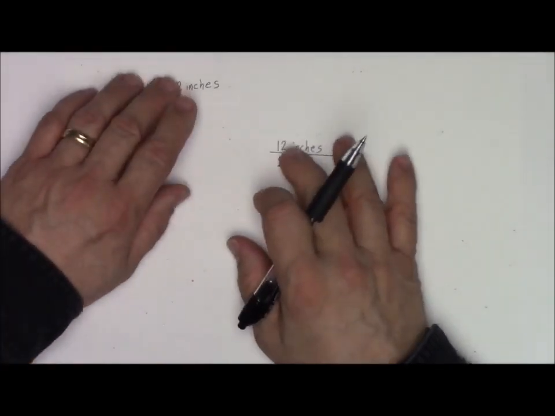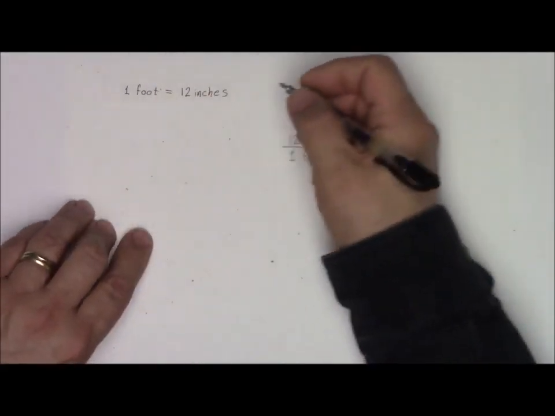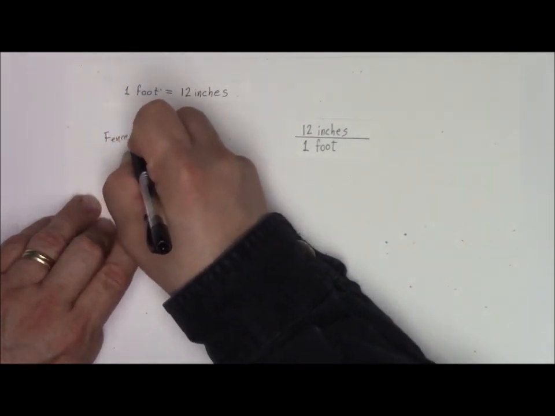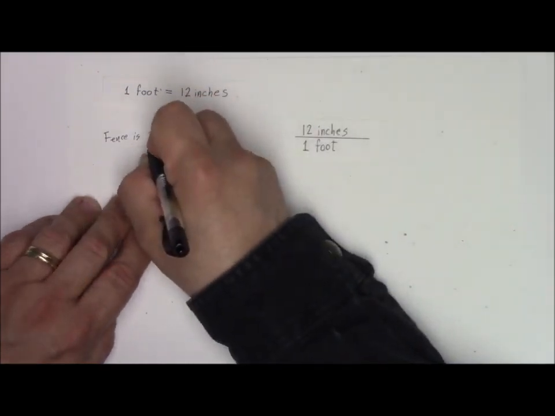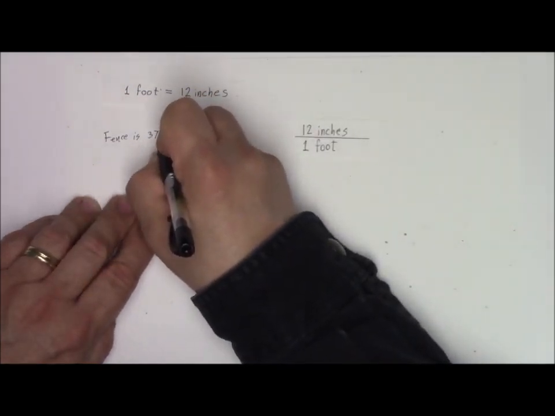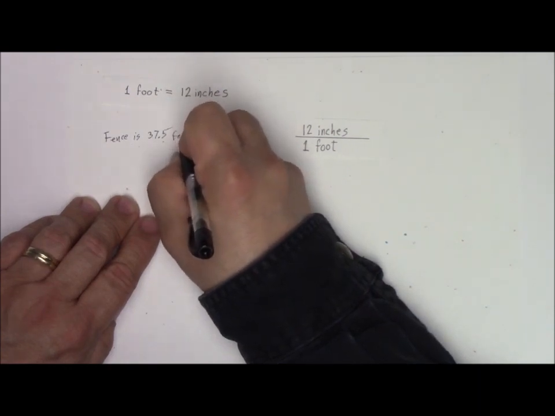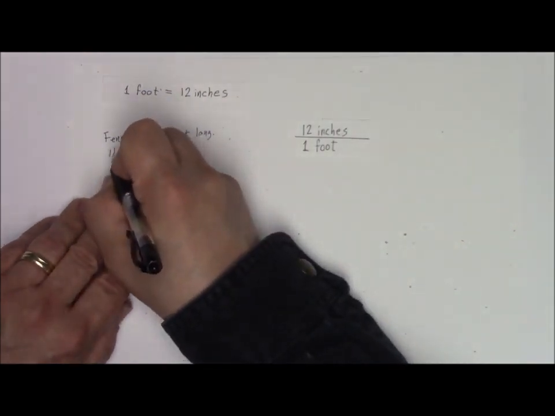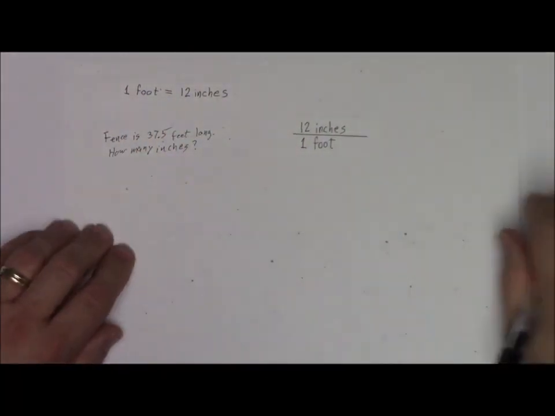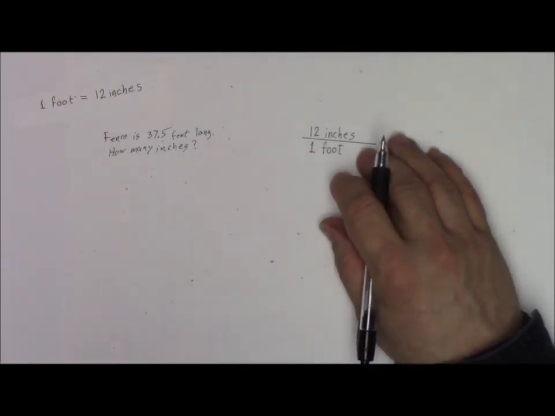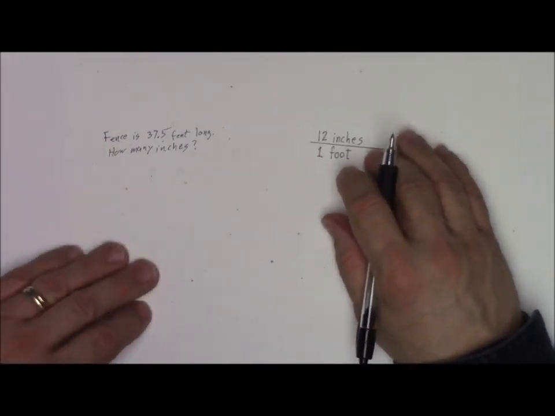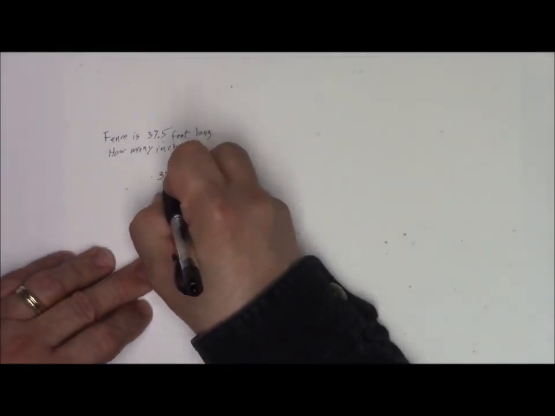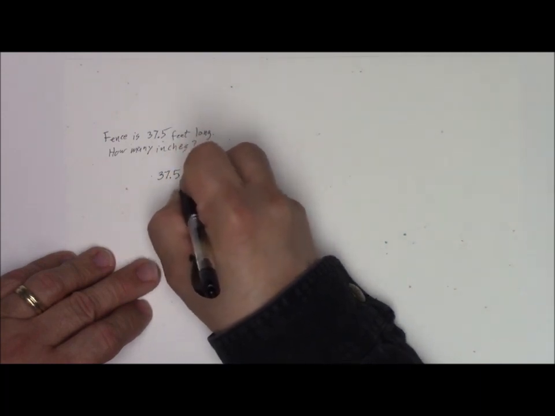Now let's do an example of when we might want to use that conversion factor. Suppose we have a fence that is 37.5 feet long. How many inches is that? Okay, well, let's start the problem by writing out the known amount, or the given amount. Well, we know that the fence is 37.5 feet.